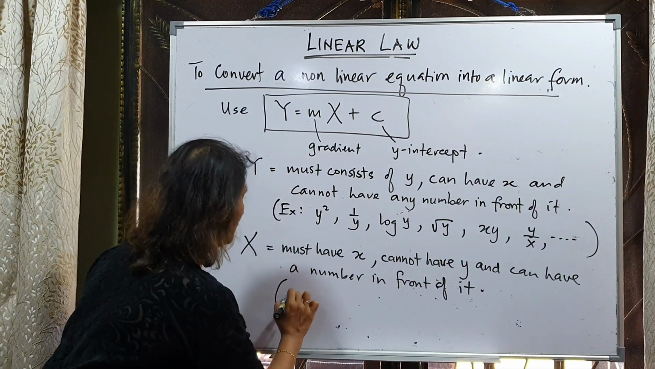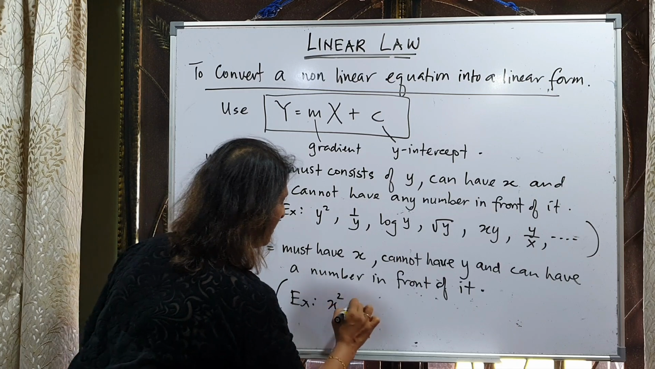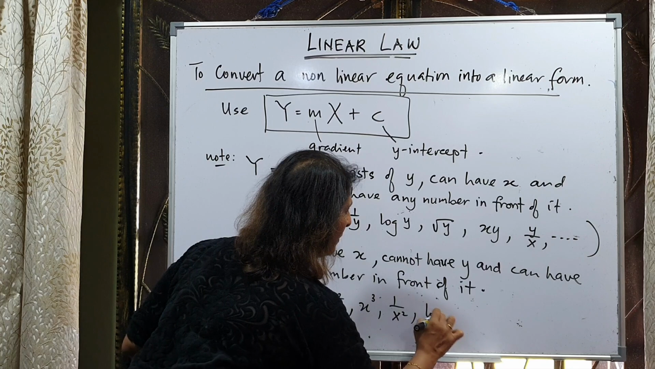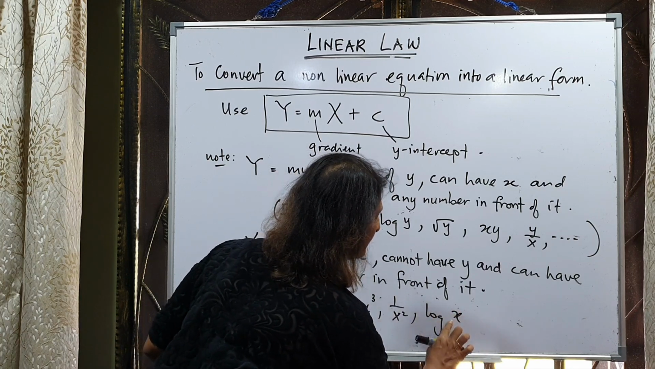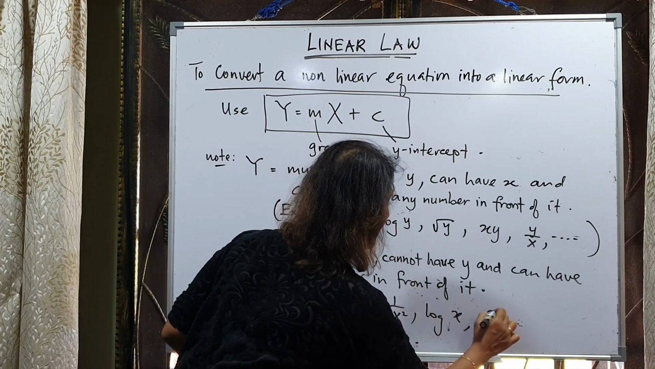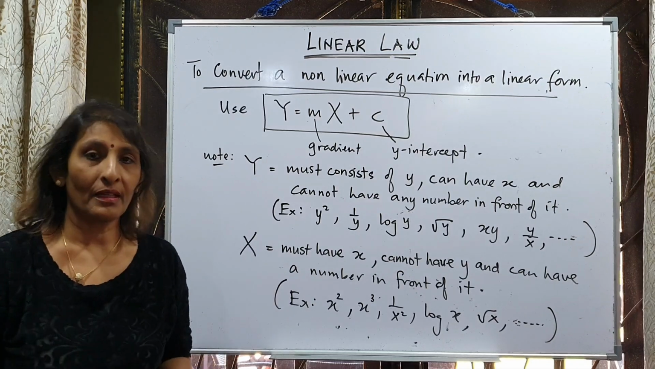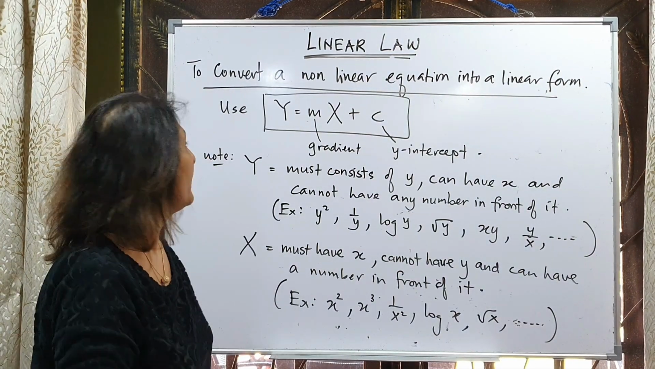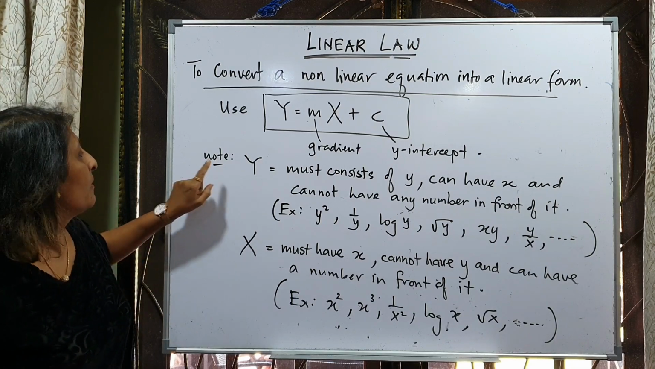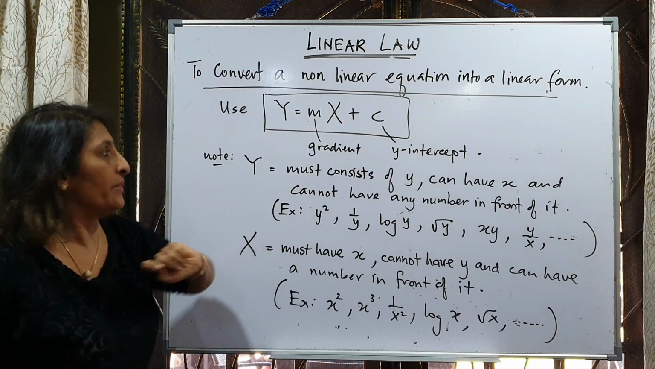This is a very important thing for you to know. So examples of capital X can be x squared or x cubed, 1 over x squared, log x, square root x, and so on. Alright, these are very important things you have to know. So in order to convert a non-linear equation to a linear form, you need to get the equation in the form of y equals mx plus c.